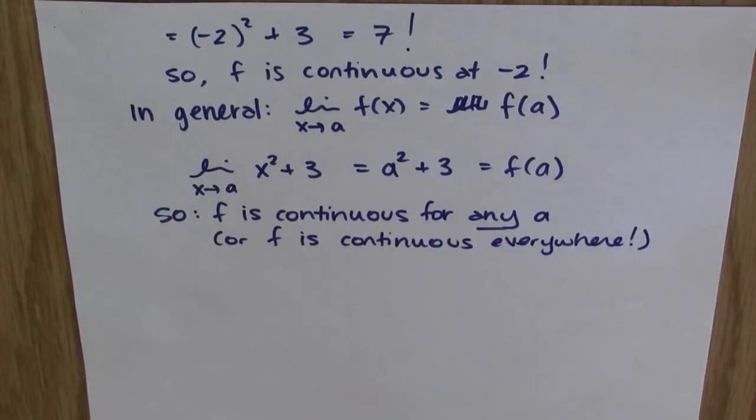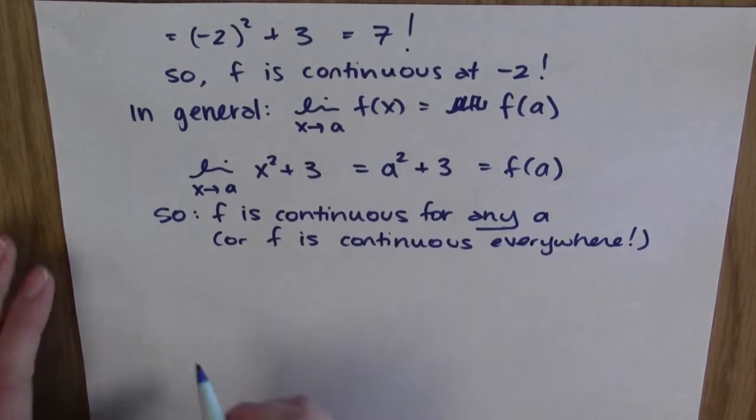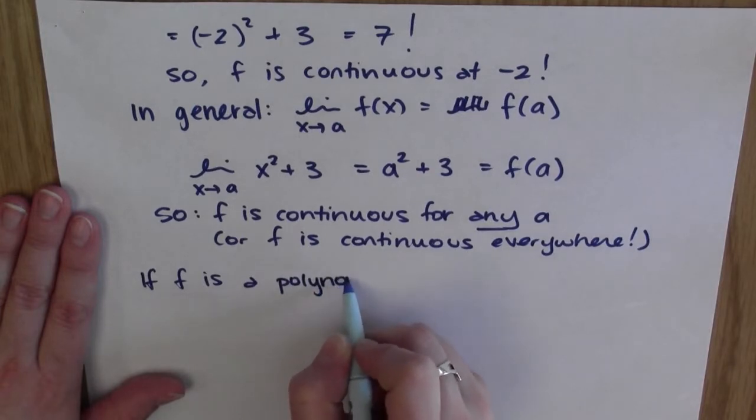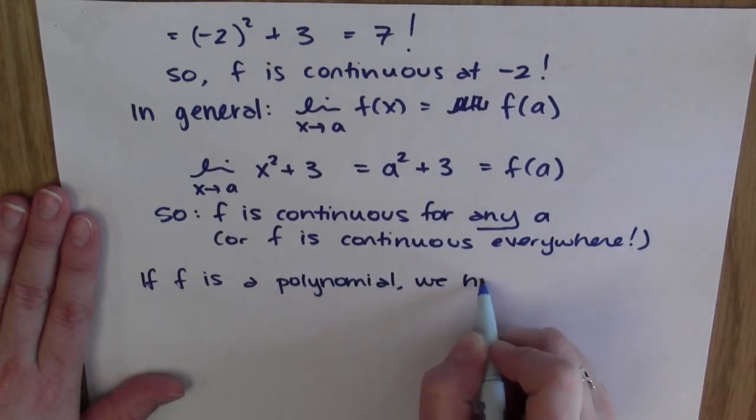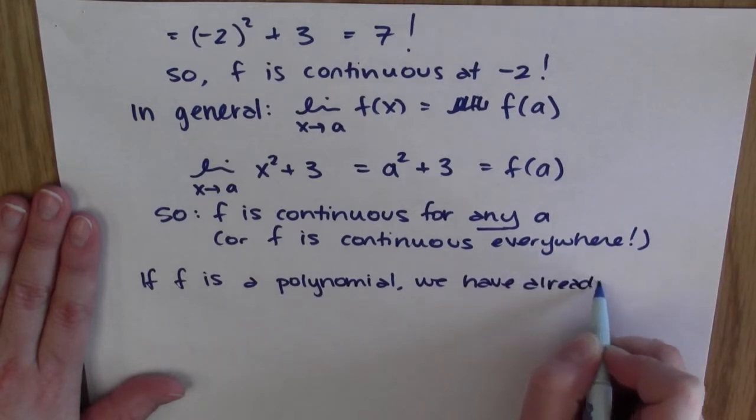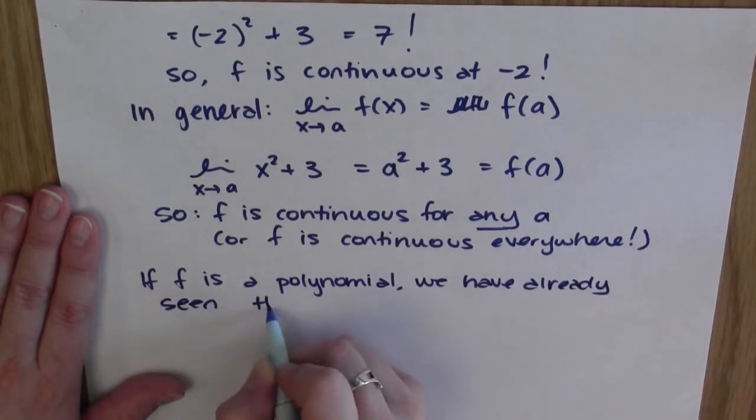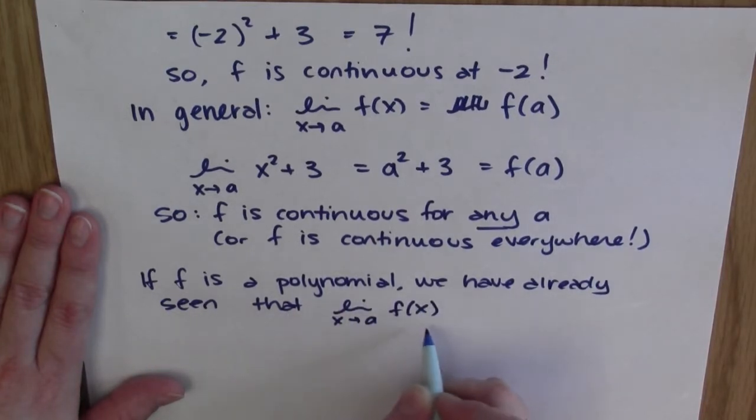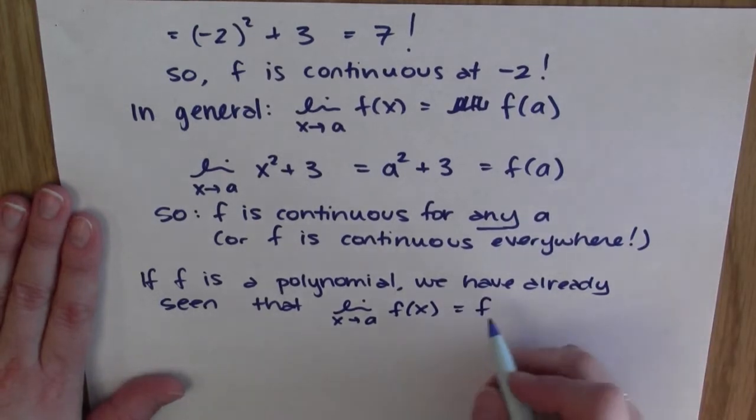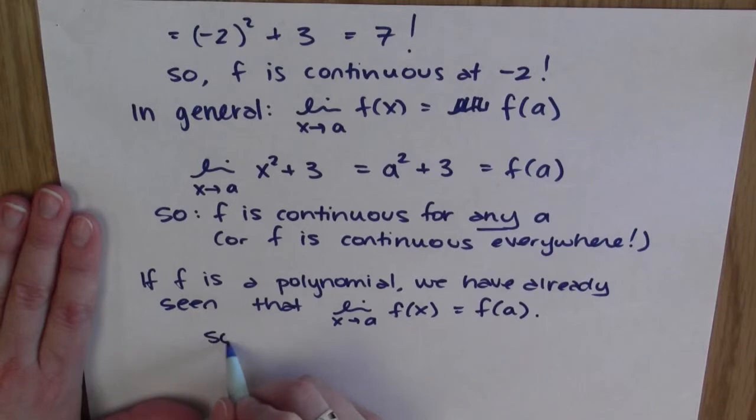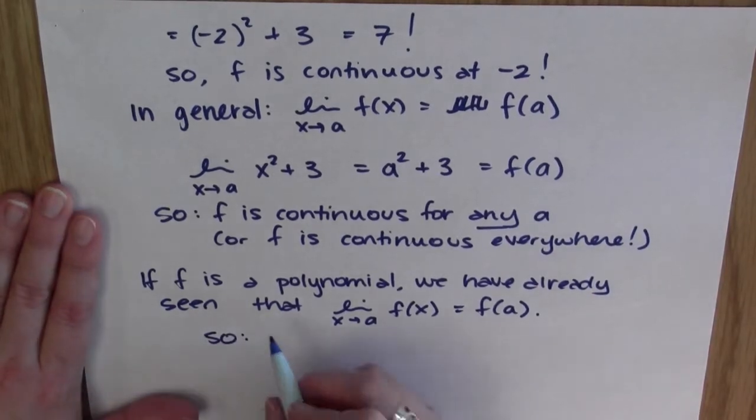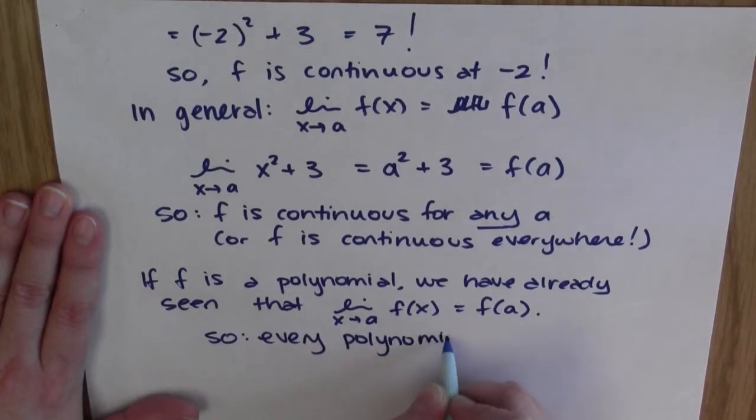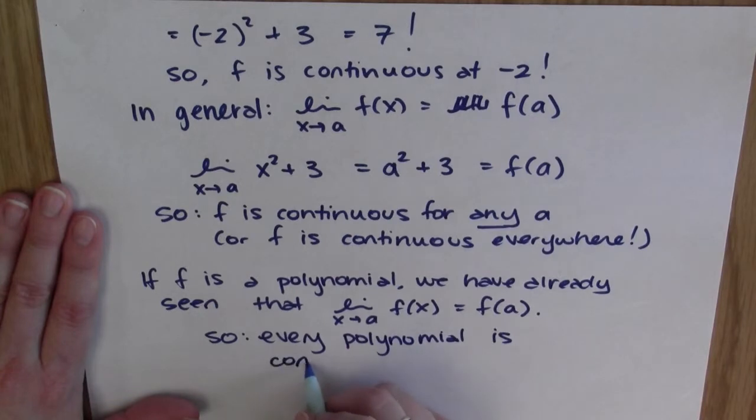This is a general statement about polynomials that we can also prove. If f is a polynomial, we have already seen, this was last week, that the limit as x approaches a of any polynomial f is equal to, I just plug in the value for a. This means that what we actually showed last week is that every polynomial is continuous.